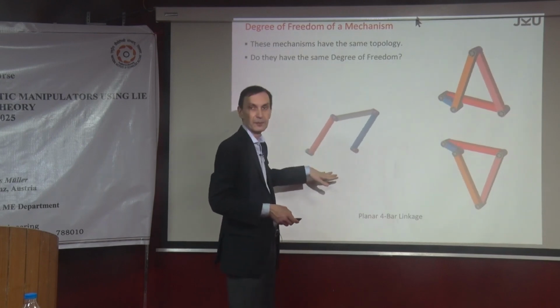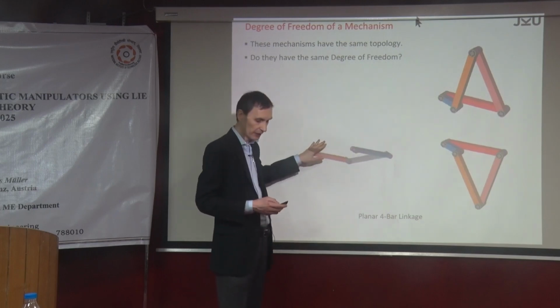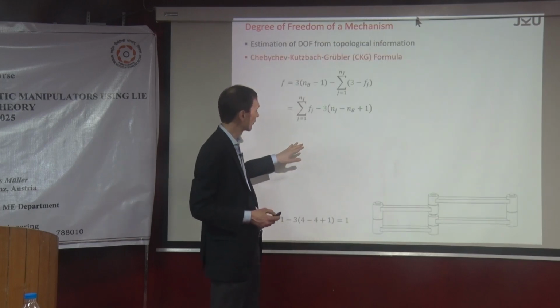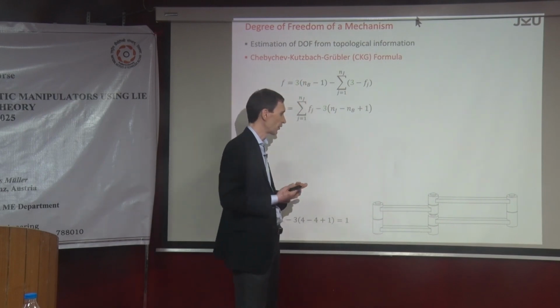Yeah. So it's essentially this one. We have the fixed link, which is not shown here, and then you have the three moving links. Okay? And this is what I'm talking about here. So how do you start estimating the degrees of freedom?